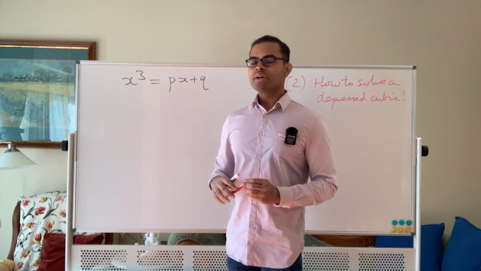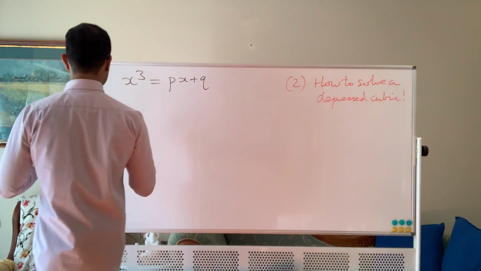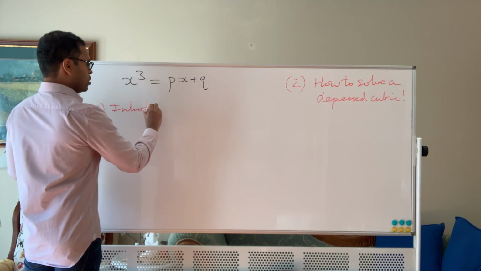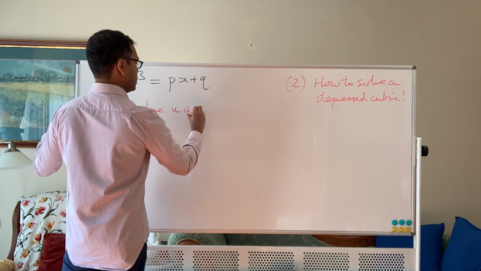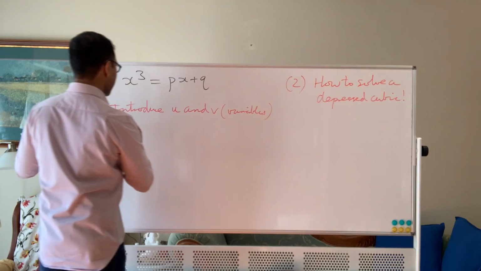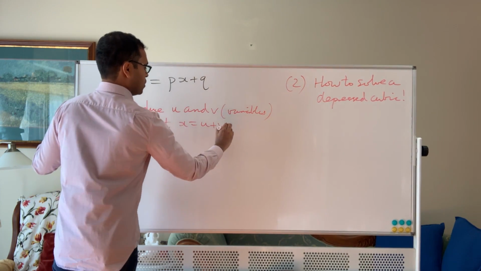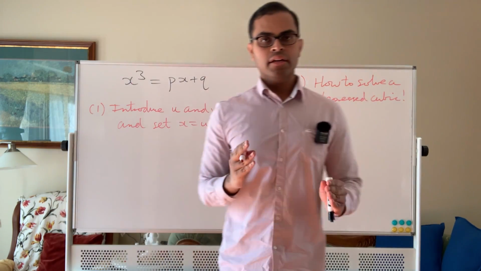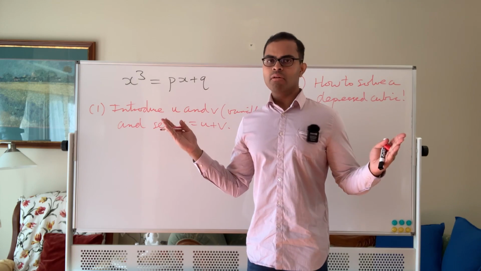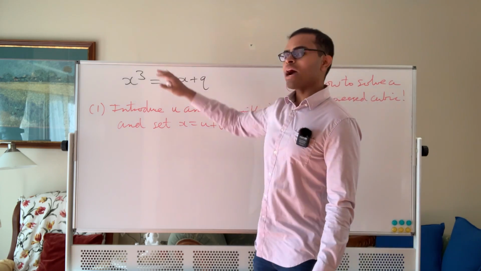What we're going to do is introduce two new variables, u and v. These are variables, and we set x equal to u plus v. All we're saying is that we're going to write x as u plus v, where u and v are variables. So u and v have some relationship to each other. They add up to give x, and now we're going to see what happens to this equation.